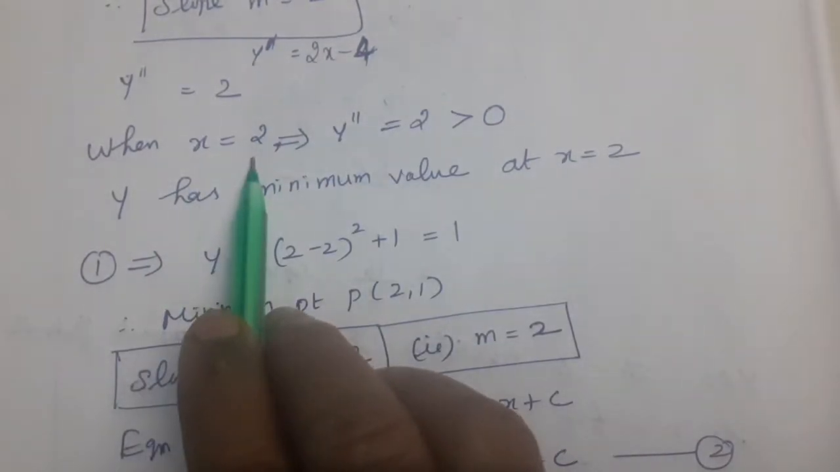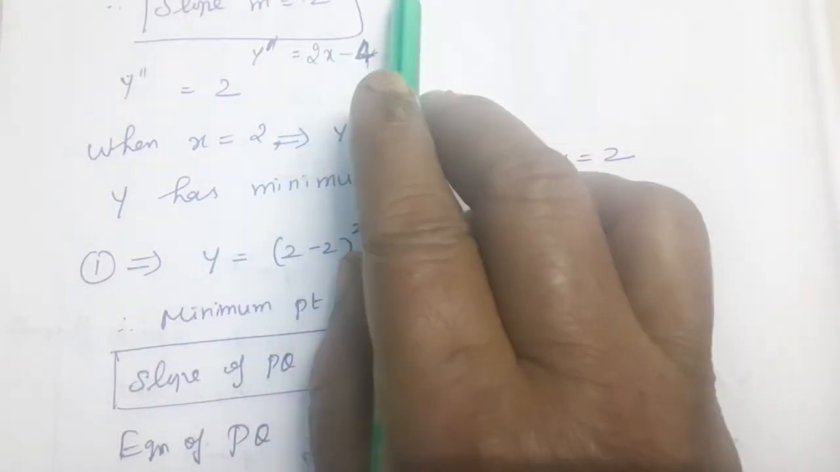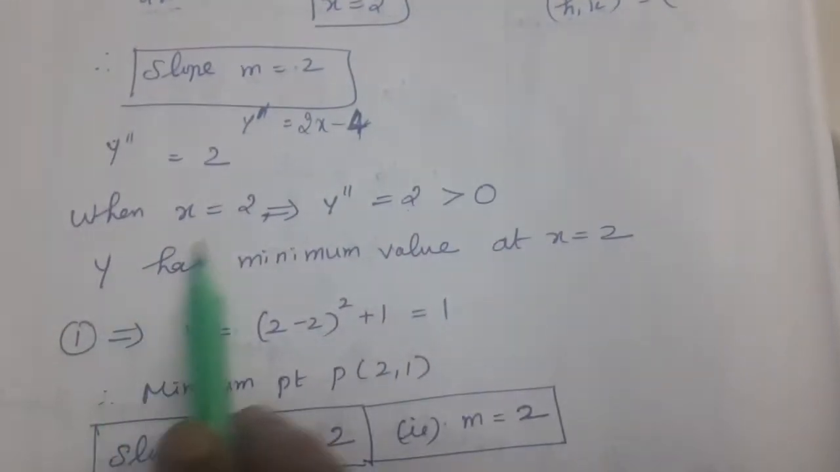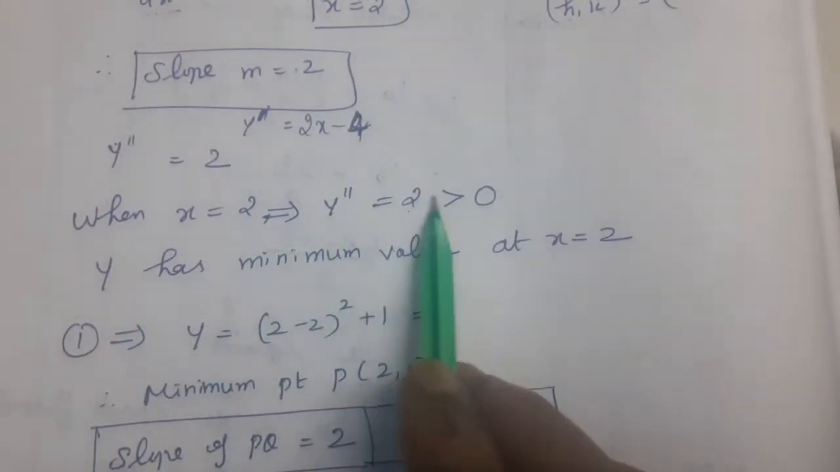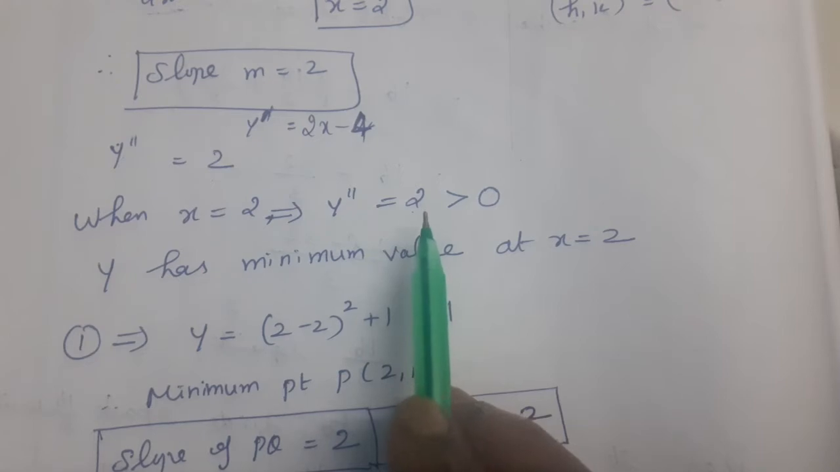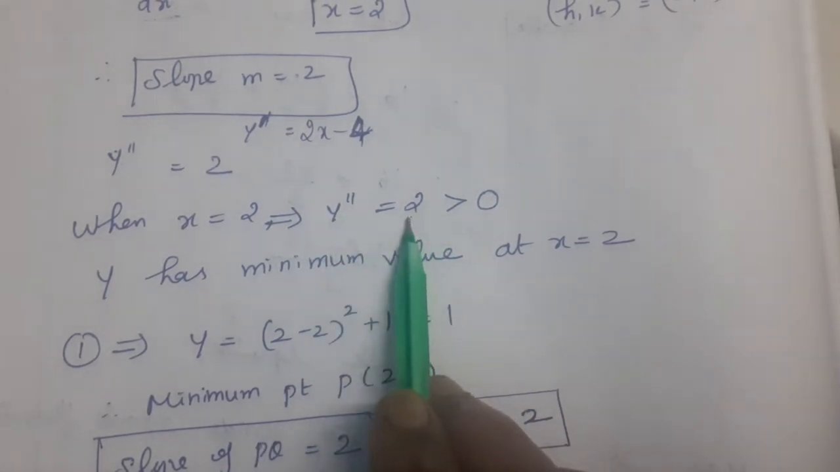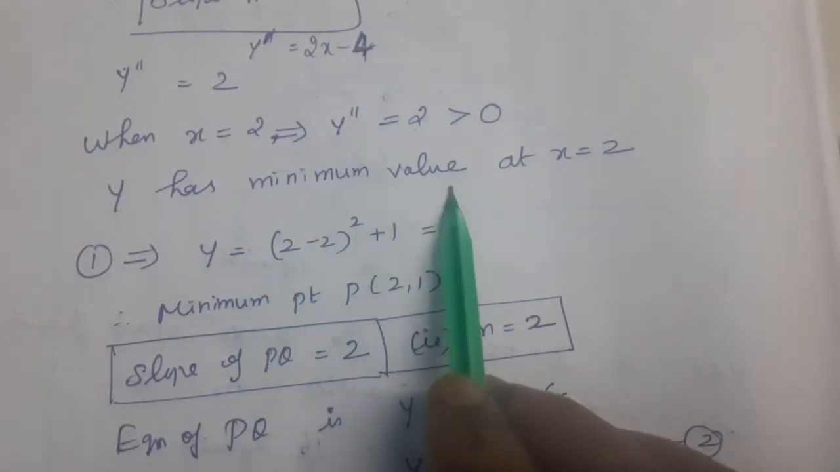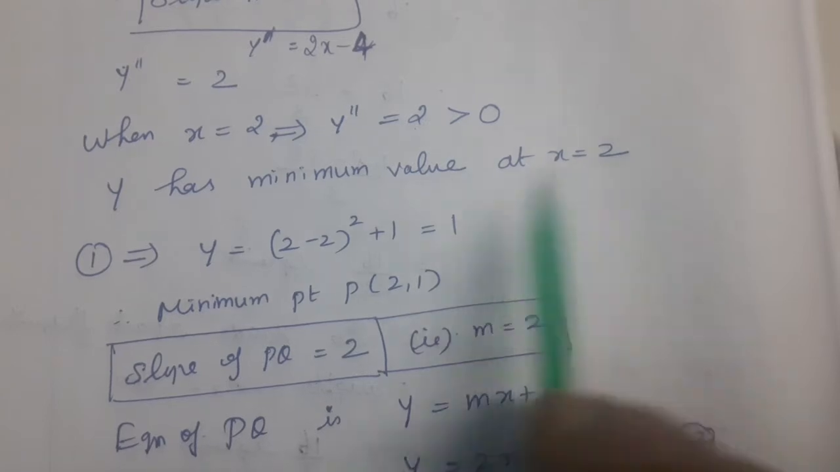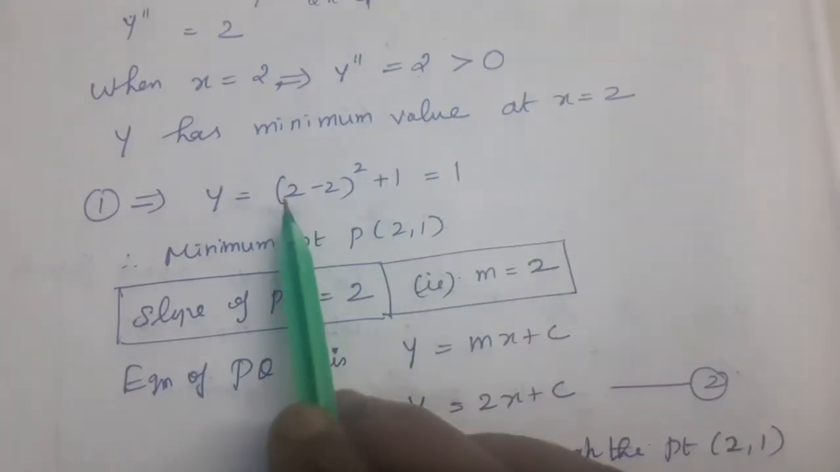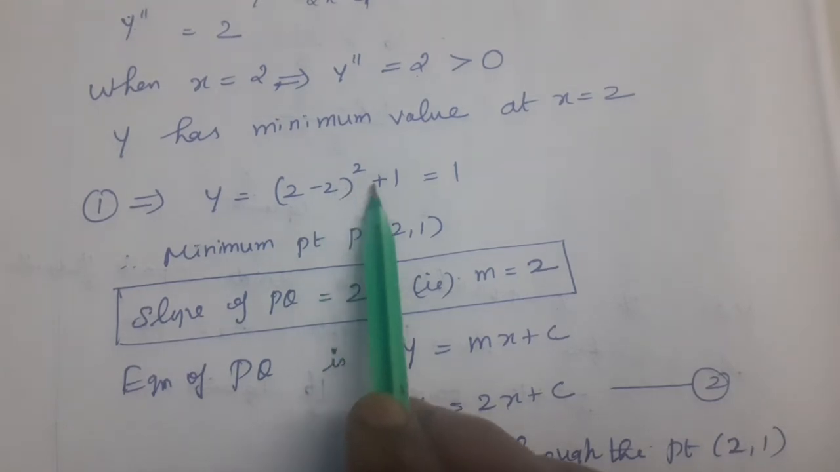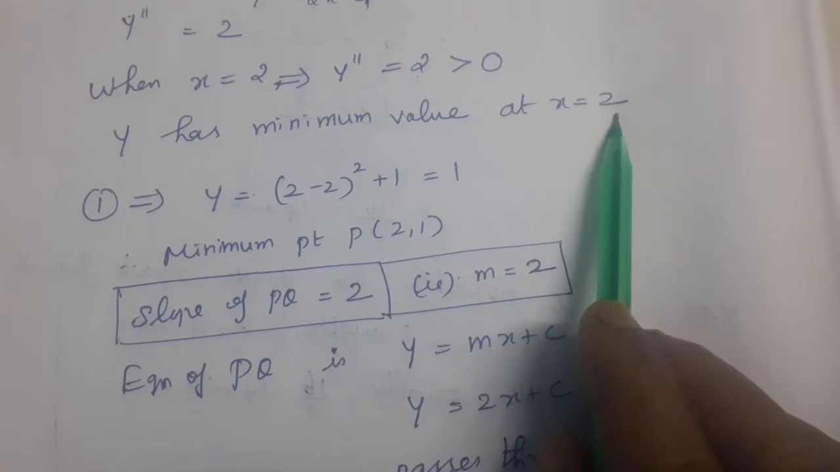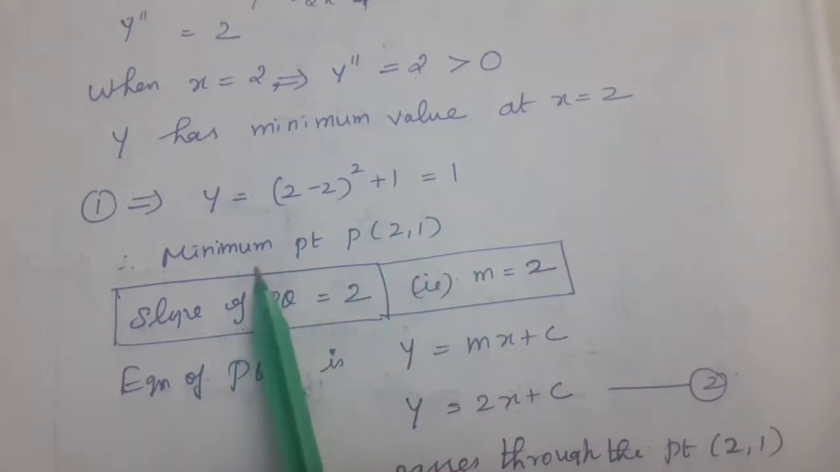When x is equal to 2, y double dash is 2. The second derivative is also 2, which is greater than 0. This is studied in the 7th chapter, maxima and minima. So y double dash equal to 2 is greater than 0, therefore y has a minimum value at x equal to 2. That is y equal to (2 minus 2) whole square plus 1, substituting 2 instead of x. We get y equal to 1. Therefore the minimum point is 2 comma 1.